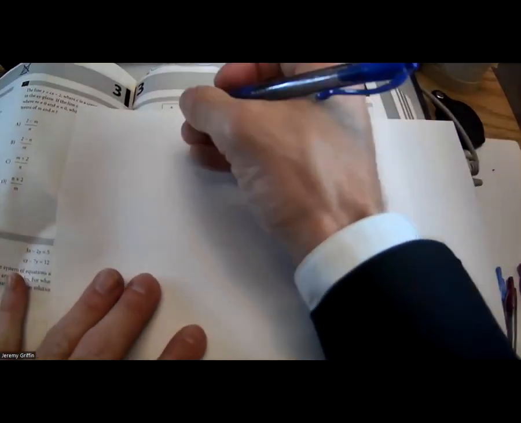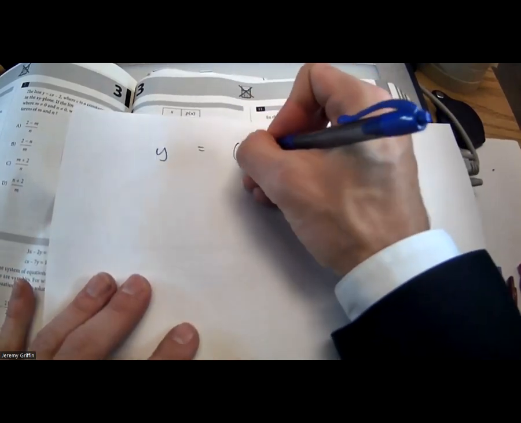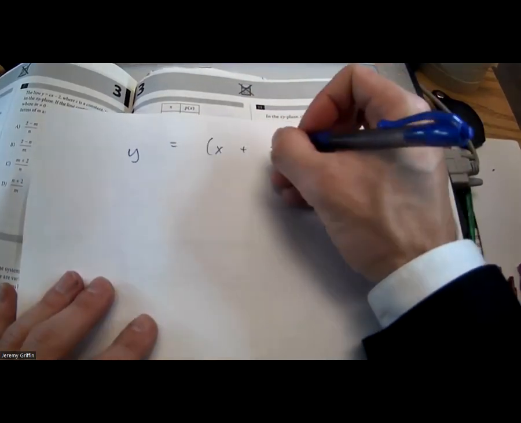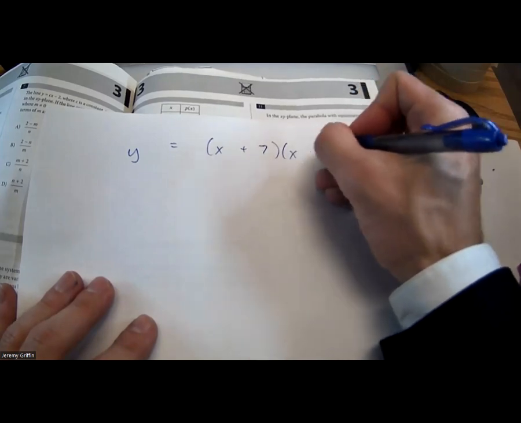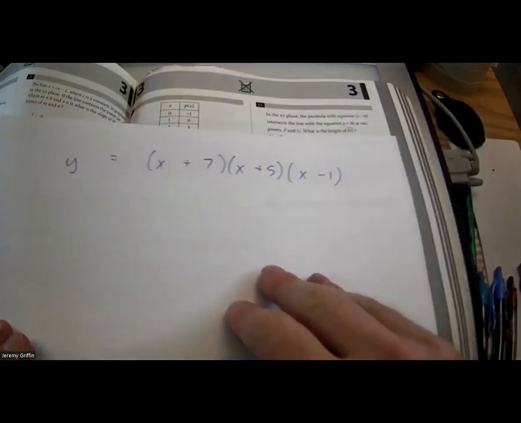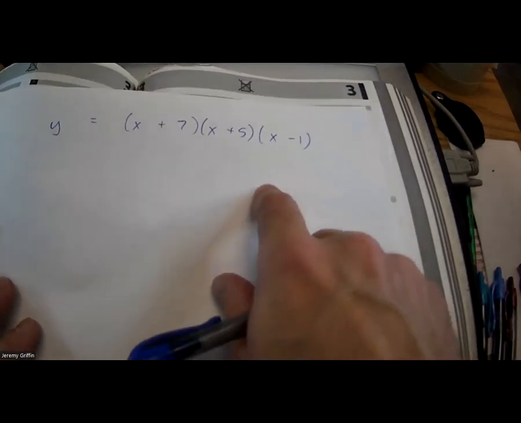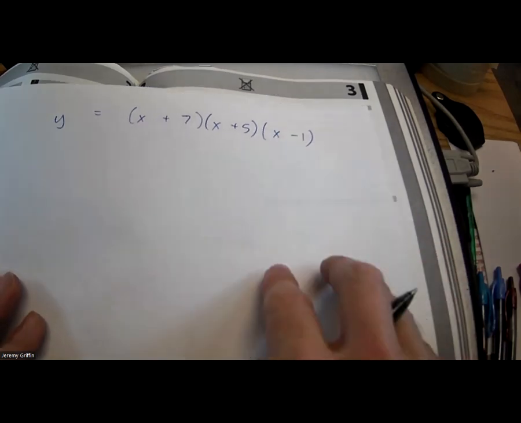Let me draw this one out for you guys, because I know we did one like this recently. So if you were taking notes then, look back at your notes too. I'll make up something. Y equals, say, (x plus 7) times (x plus 5) times (x minus 1). Notice I included in there what the answer is to this question. X minus 1 was the answer, right?